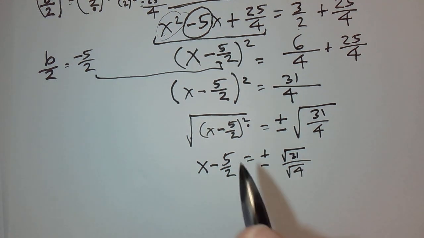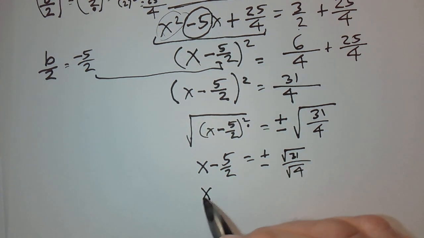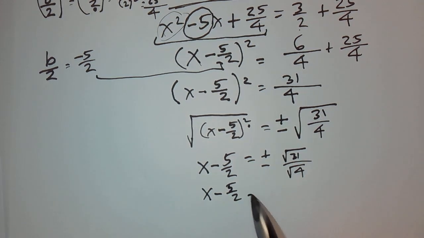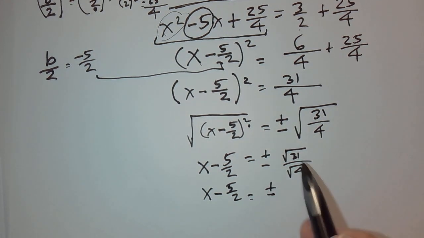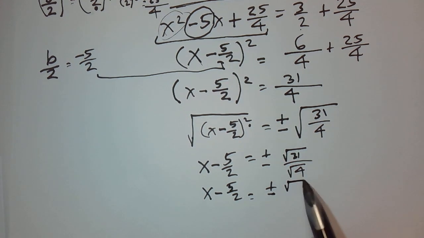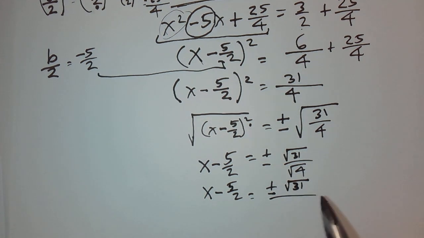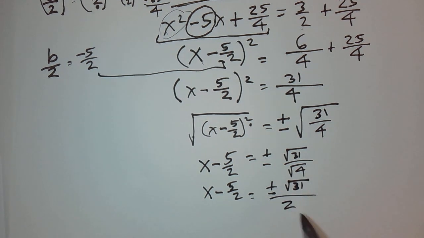The next step is, let's clean it up a little more. We got x minus 5/2, just copy that down, equals plus or minus. Square root of 31 is not a perfect square, so we're going to leave it as square root of 31. The square root of 4, however, is 2. 2 times 2 is 4. So we've got that cleaned up on the right-hand side.